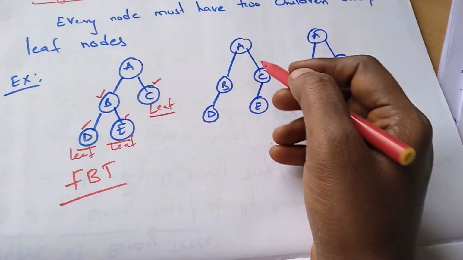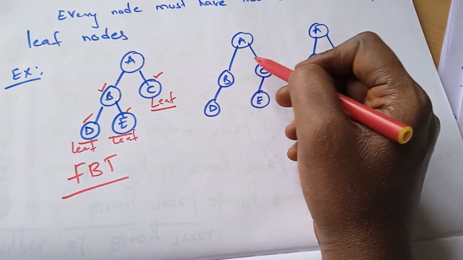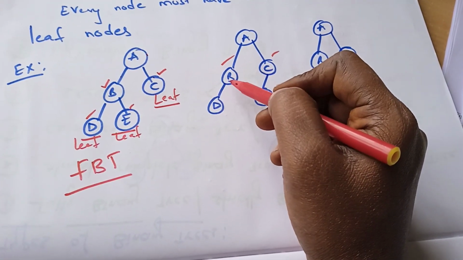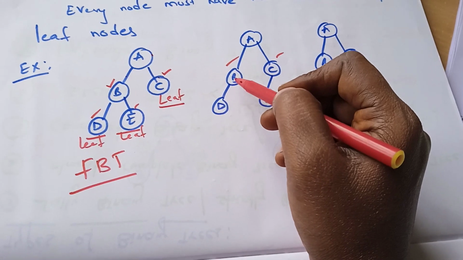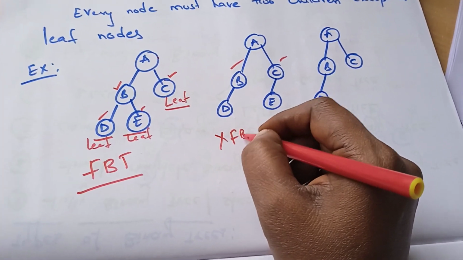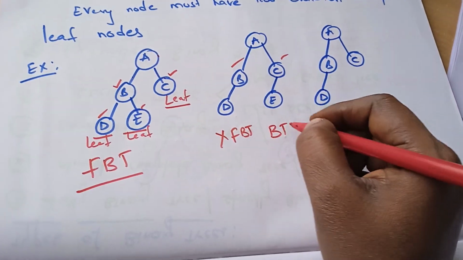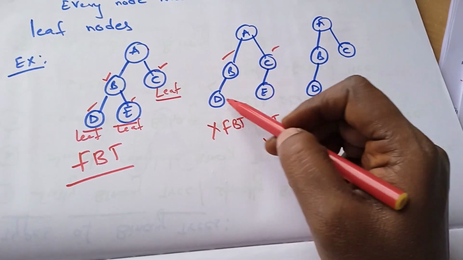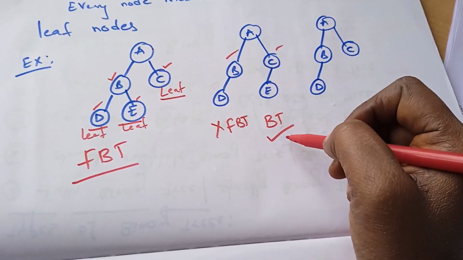Now look at this. A is my node, A is having two children. B is my node, B is not a leaf node, whereas B is having only one child. So this is not a full binary tree, but it is a binary tree. Understand the difference. It is not a full binary tree, but it is a binary tree.